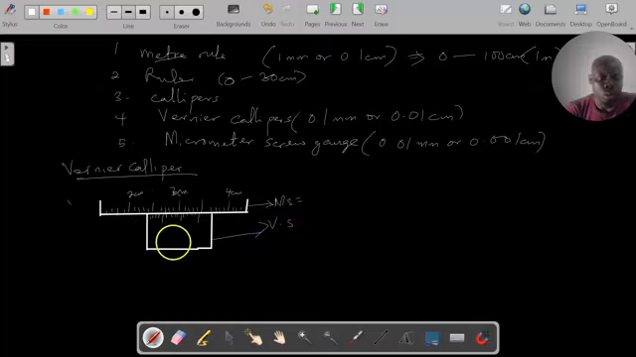So the main scale, how do you read it? You come to the number that you have, whatever be the value before this vernier scale starts its own reading.